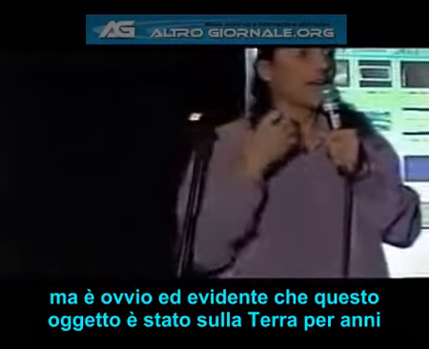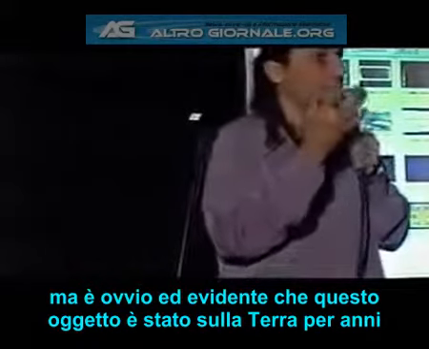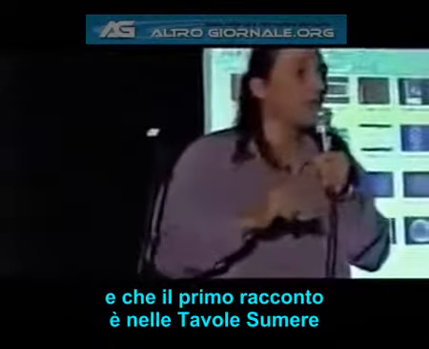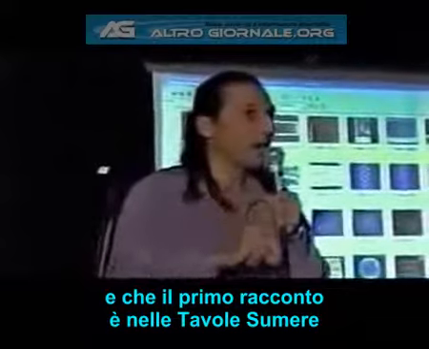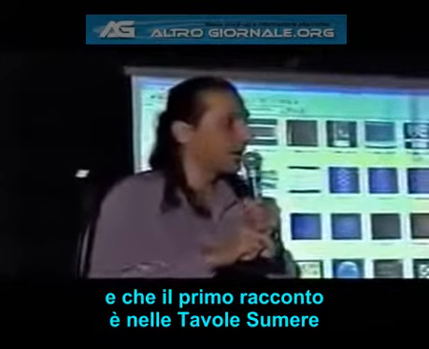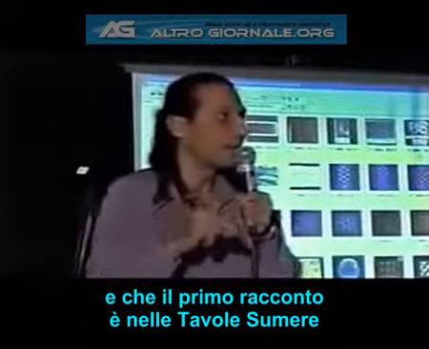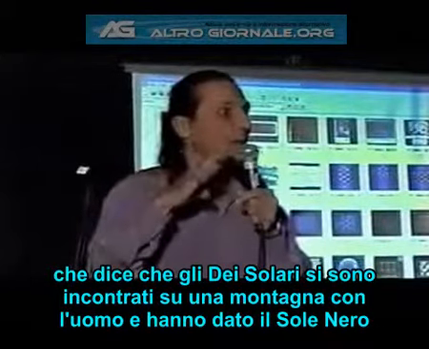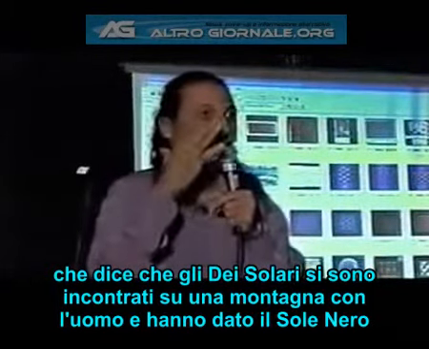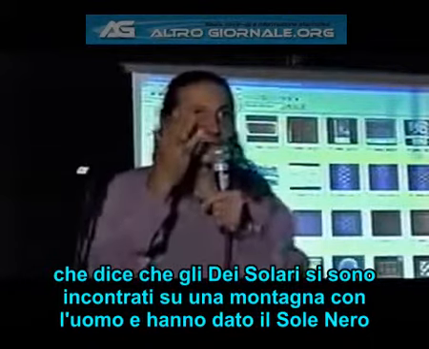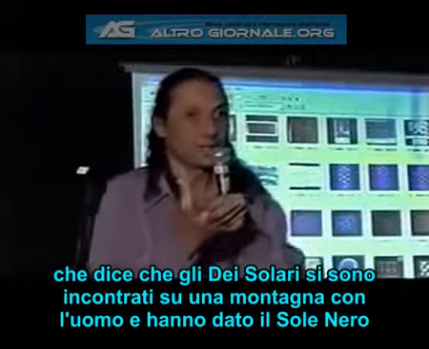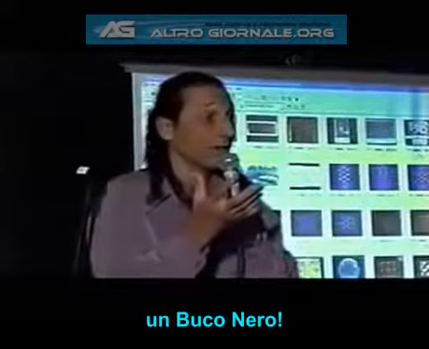But it's pretty obvious and pretty evident that actually that object has been on this planet for many, many years. That the sun gods brought it to man, and the first account of that object having been brought to man by the sun gods is in the Sumerian tablets, which says that the sun gods came to the earth and met with man on top of a mountain, just like the story of Moses. And at the top of the mountain, they give them the black sun, a black hole.